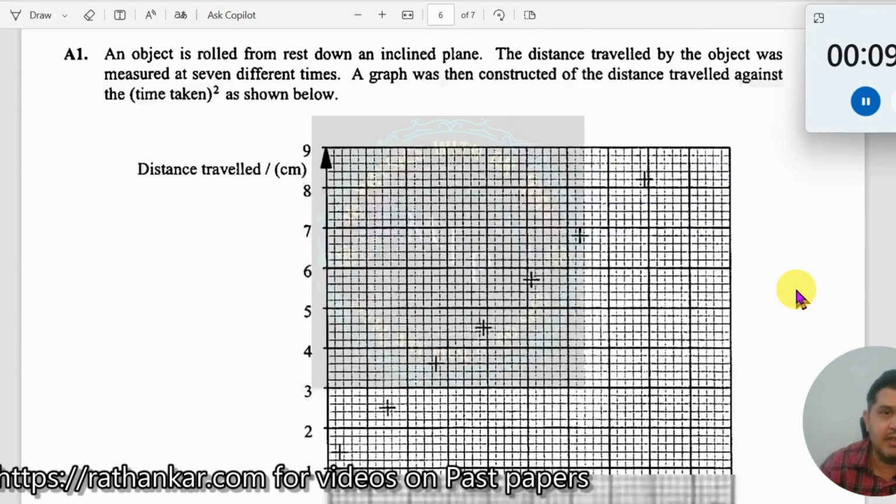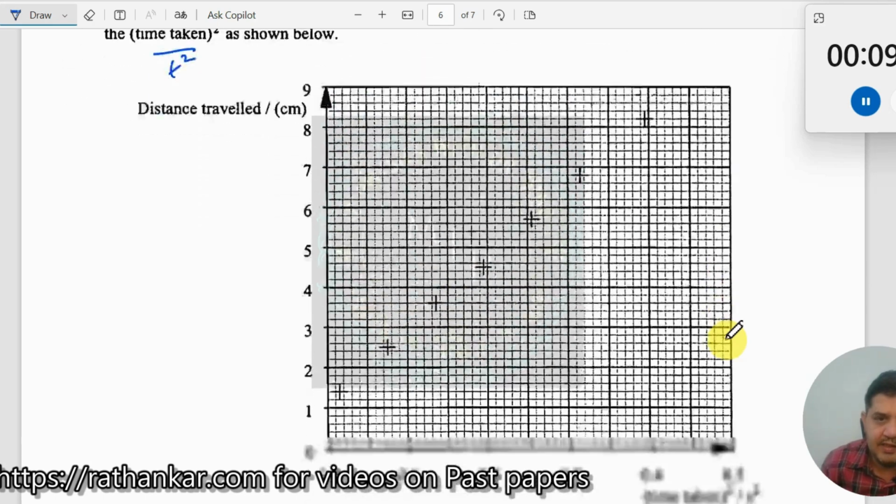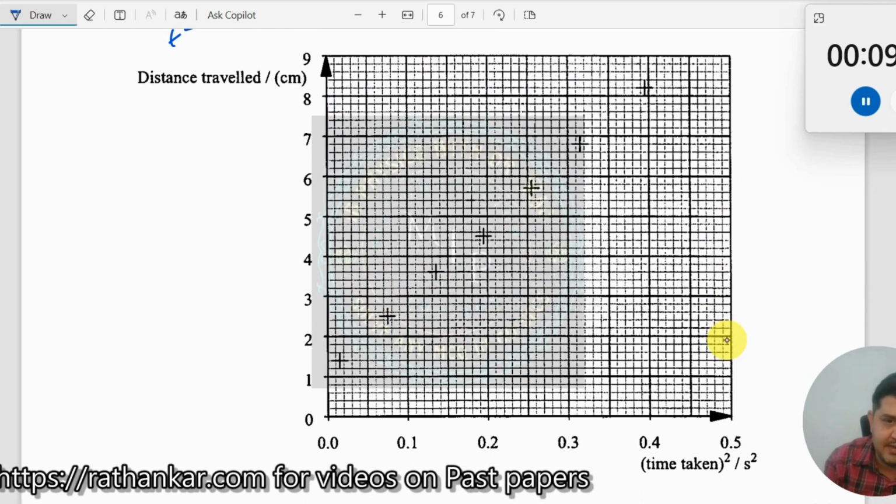Start the timer. This is a problem on data analysis. An object is rolled from rest down an inclined plane. The distance traveled by the object was measured 7 different times. A graph was constructed for the distance traveled against the time taken squared. This is t square as shown below. This is distance traveled against time taken square.